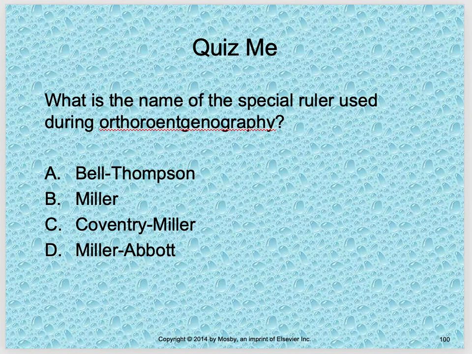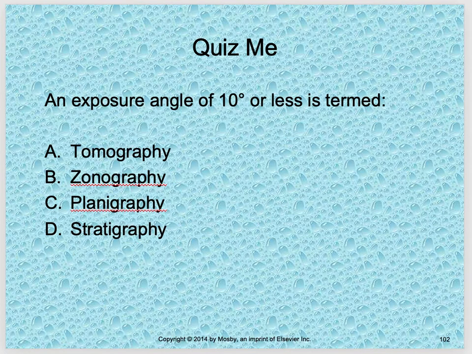So what is the name of the special ruler used during orthoroentgenography? We talked about that. Is it a Bell Thompson? Is it a Miller? Is it a Coventry Miller? Or is it a Miller Abbott? The name of that special ruler. And if we remember, it is the Bell Thompson ruler for orthoroentgenography.